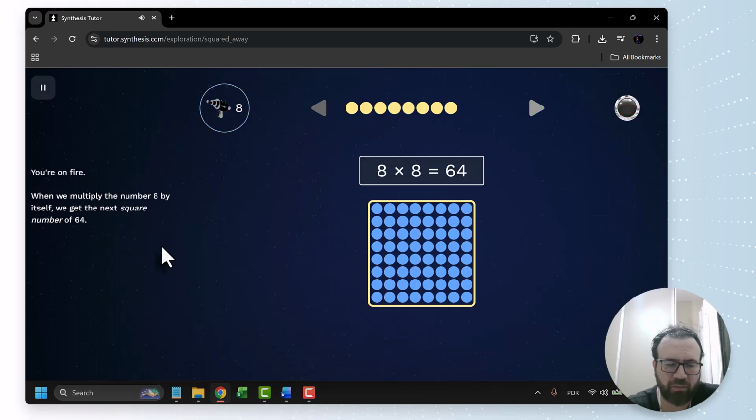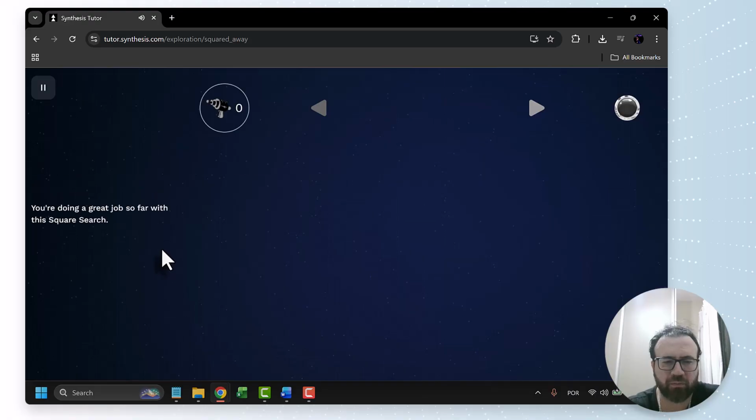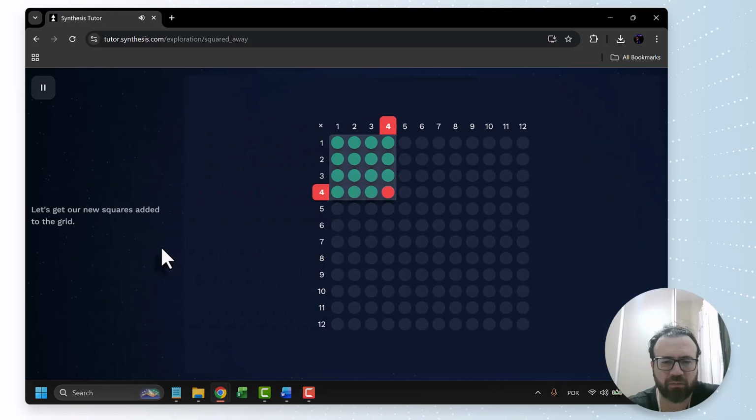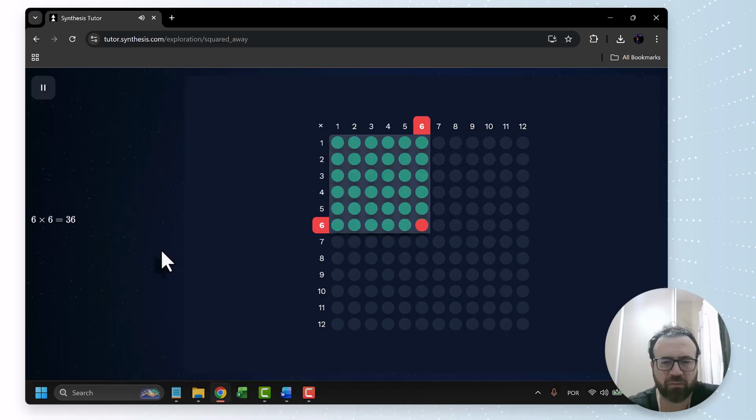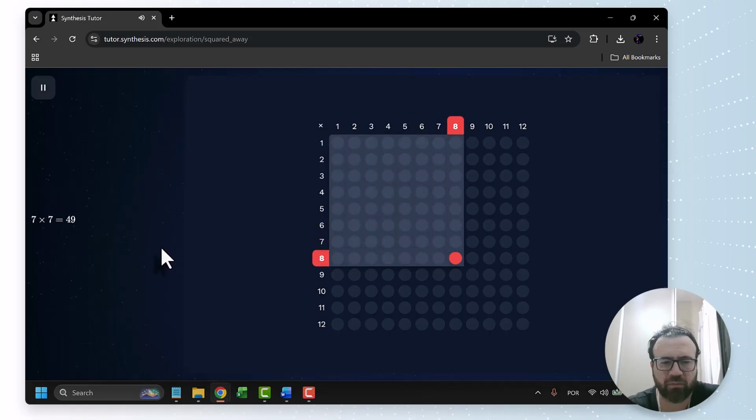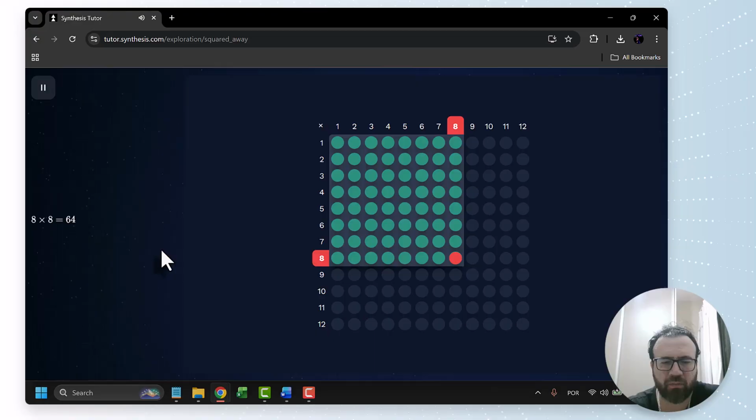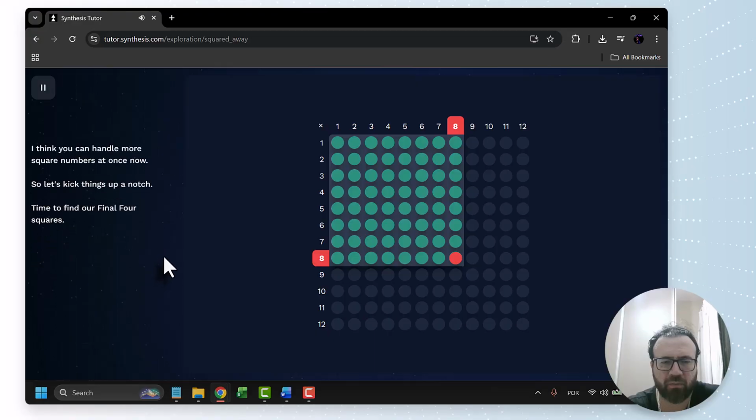You're on fire. When we multiply the number 8 by itself, we get the next square number of 64. You're doing a great job so far with this square search. Let's get our new squares added to the grid. 25, 36, 49, and 64. That's 8 squares, so I think you can handle more square numbers at once now.